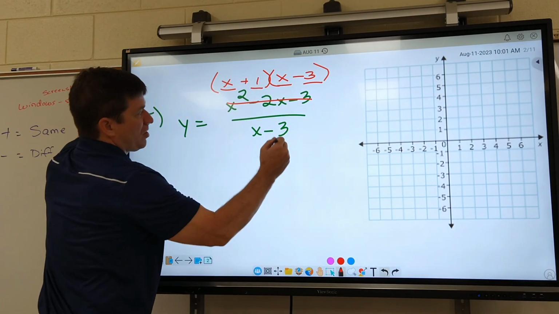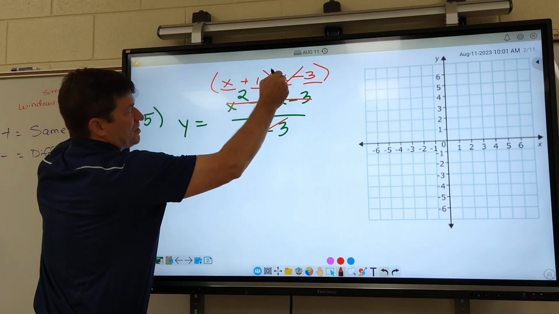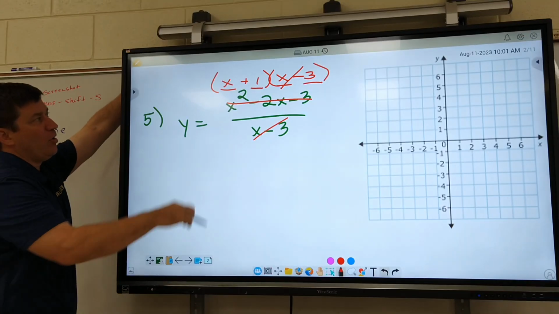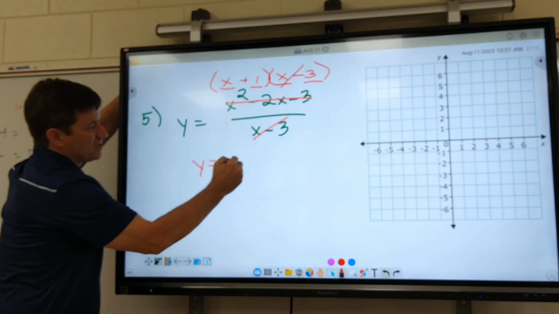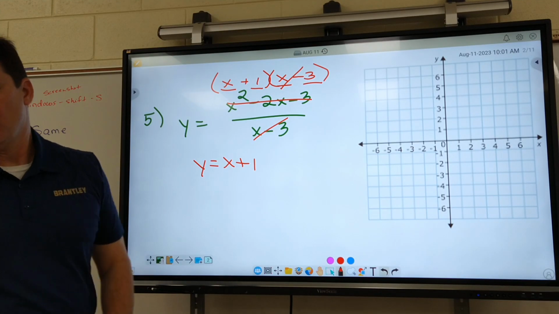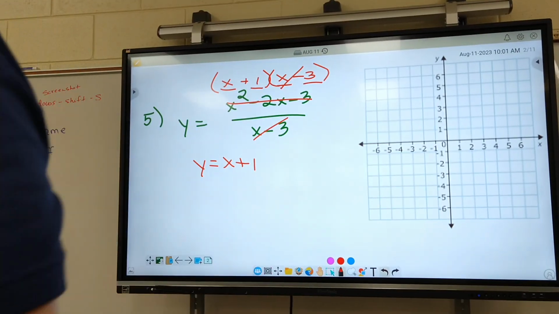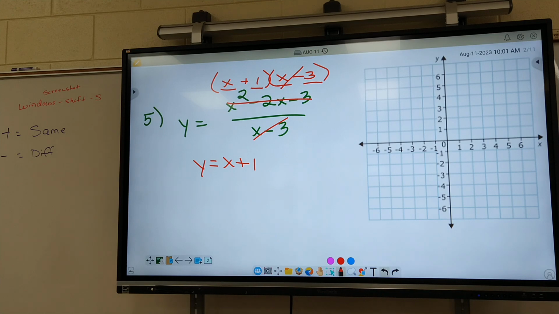All right, so you mark off one off the bottom with one that matches up with it off the top. And all we're left with is x plus 1. So, graph that by rise over run. Put your dots on your graph. And then the last step is find where the hole goes.